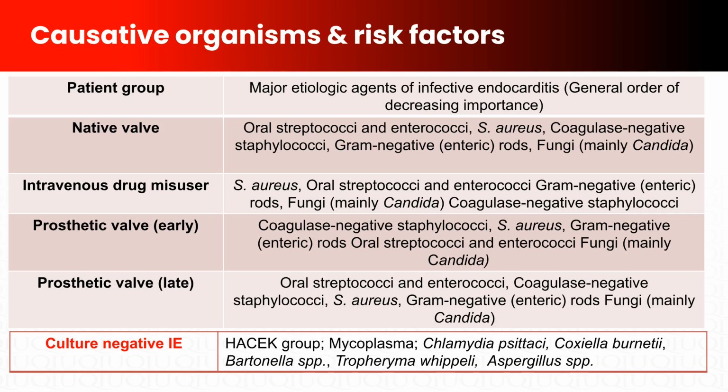Finally, culture-negative IE involves fastidious organisms that don't grow on routine culture media. Remember the HACEK group: Haemophilus, Aggregatibacter, Cardiobacterium, Eikenella, Kingella. Also Mycoplasma, Chlamydia psittaci, Coxiella burnetii, which causes Q fever, Bartonella species, Tropheryma whipplei, and Aspergillus. Understanding these patterns helps guide empiric antibiotic therapy before culture results return.